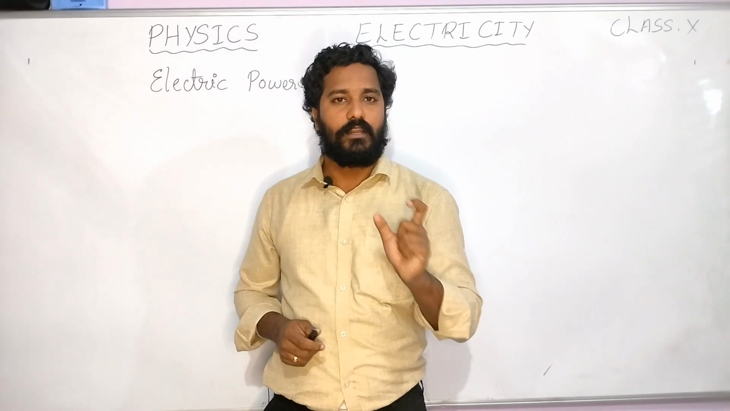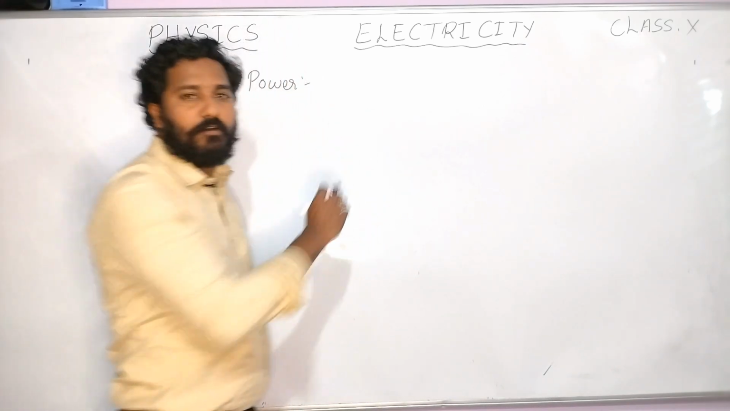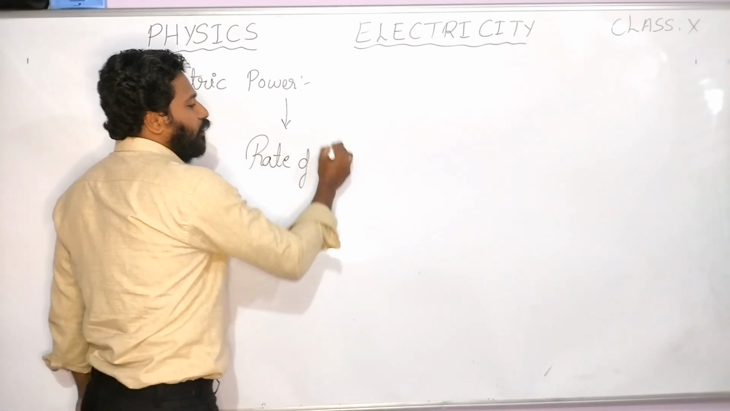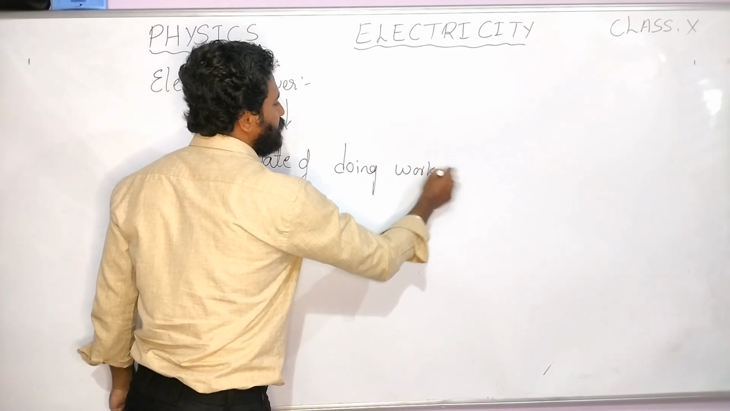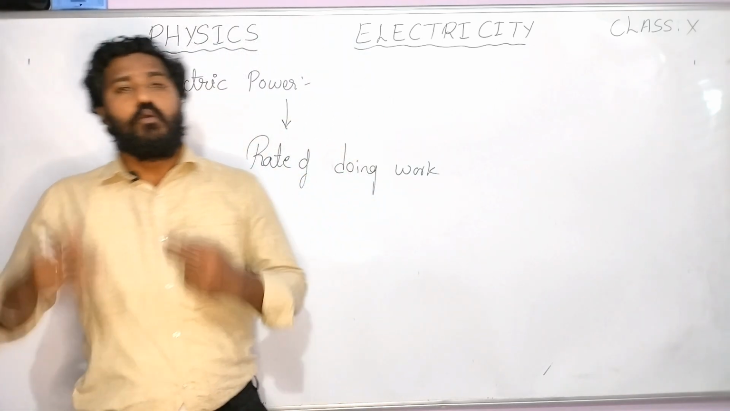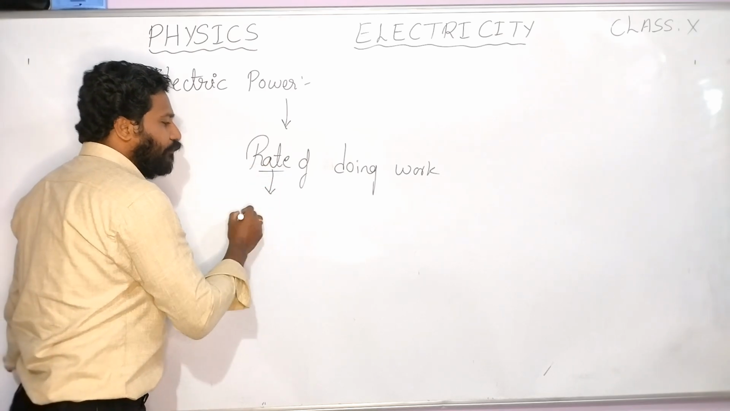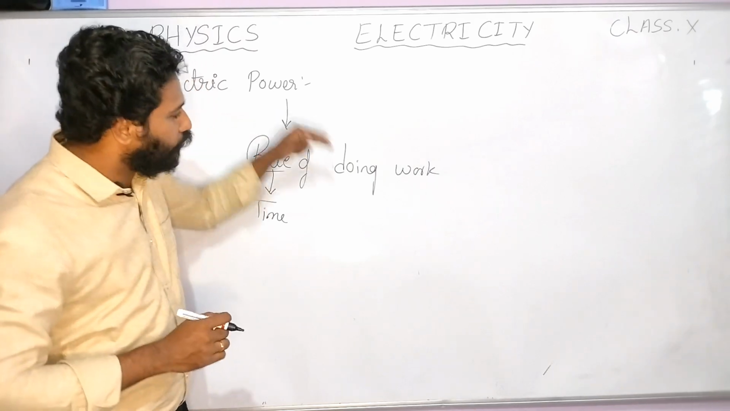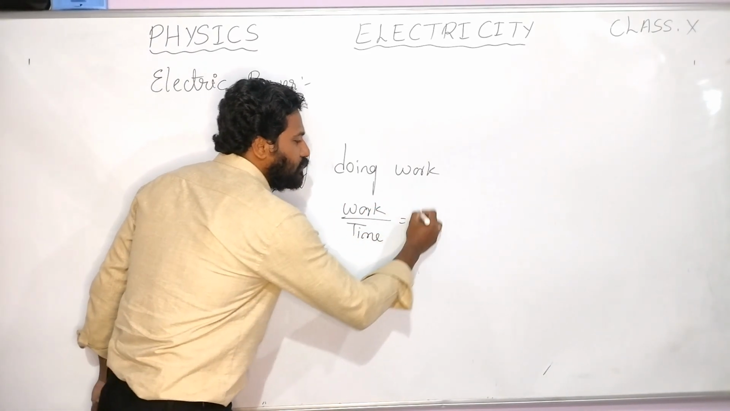Actually, the basic thing is power, right? You have already learnt power in the 9th standard. So what is the definition of power? Rate of doing work. Yes or no? Last year there was one lesson for you, right? What is that lesson? Work, power, energy. In that lesson you already learned what power is: rate of doing work. What do you mean by rate? Time. Whenever you compare something with time, we call it a rate. So rate of doing work.